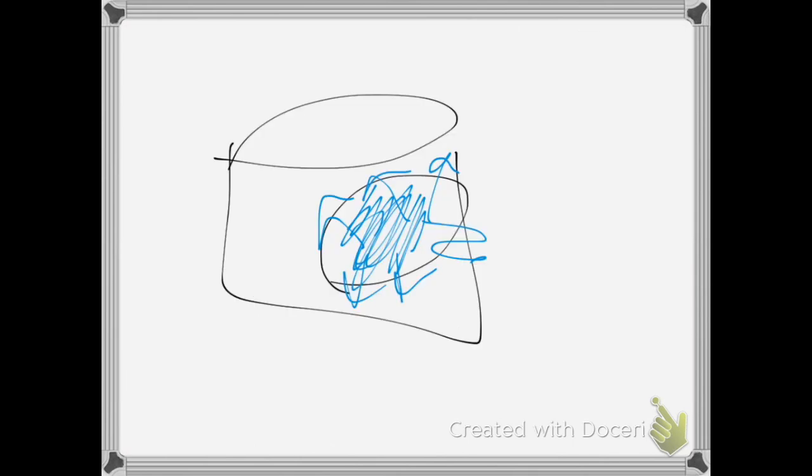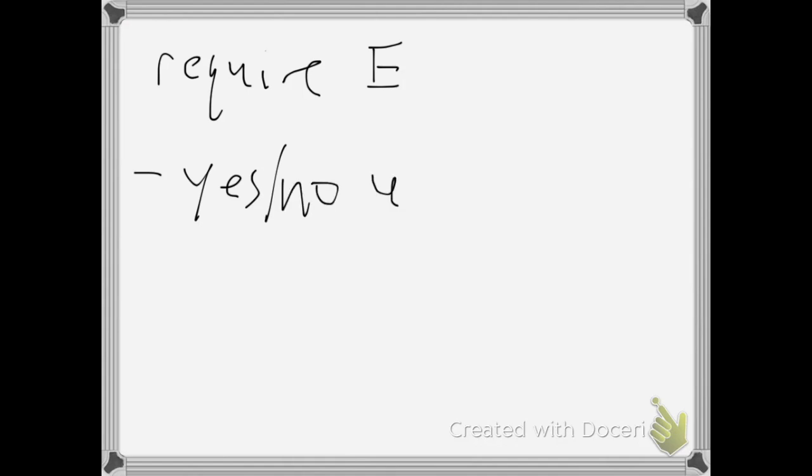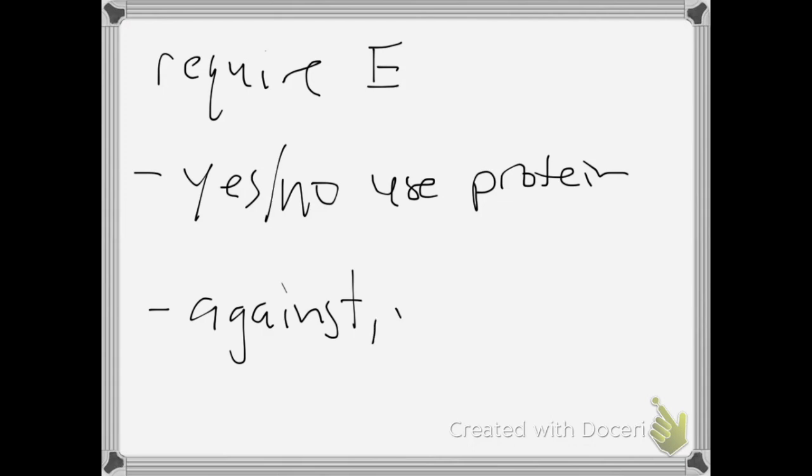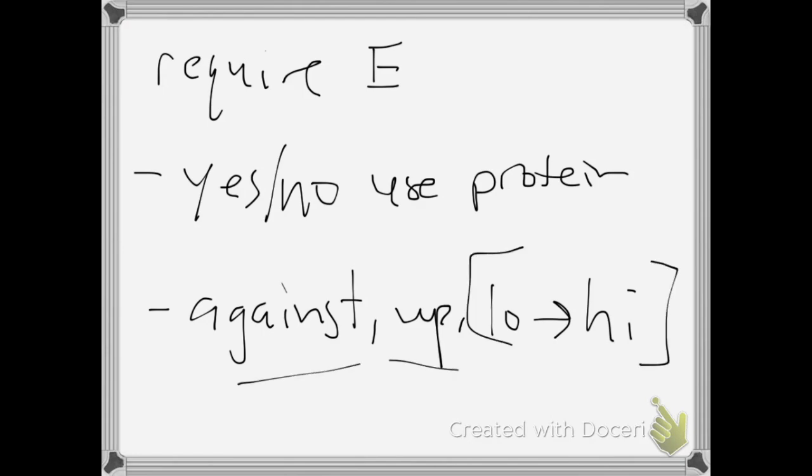Now that we're looking at these active transport processes, let's redefine what an active transport process is, what it requires, and what the different forms are. So active transport processes require energy. They may or may not, so yes or no, use a protein to help move this thing. And we move against, or up, or from low to high concentration, whatever you want to say. Against the concentration gradient, up the concentration gradient, or from an area of low concentration to high concentration.